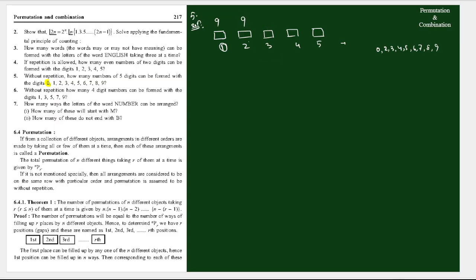Here you have taken 0. Then the third place, repetition is not allowed, so in the third place you'll have the remaining: 1, 2, 3, 4, 5, 6, 7, 8. It can be done in 8 ways. Similarly, it can be done in 7 ways, and it can be done in 6 ways. And the total number of numbers will be the multiplication of all these numbers.